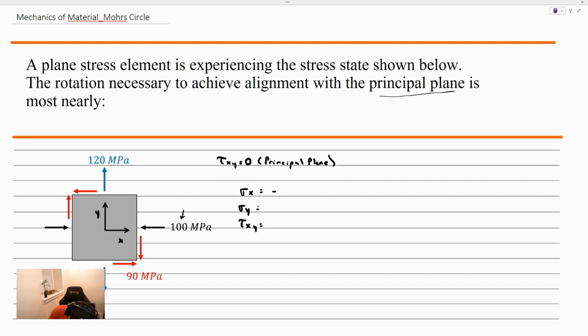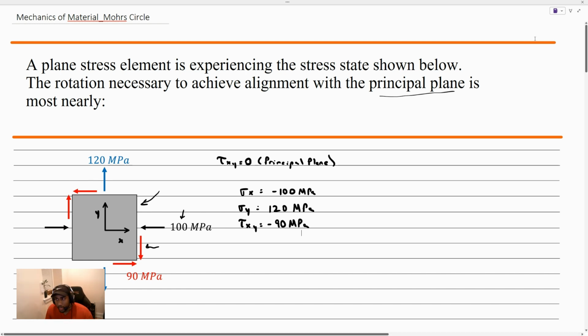Firstly, this 100 is compressive. That's a sigma x, so negative 100 MPa. Sigma y is a positive 120 MPa. And a tau xy. Tau is considered positive if it causes this right-hand side face to move counterclockwise. You can see that the tau on this face causes the stress element to rotate clockwise. So it's considered a negative. Its magnitude is 90 MPa.